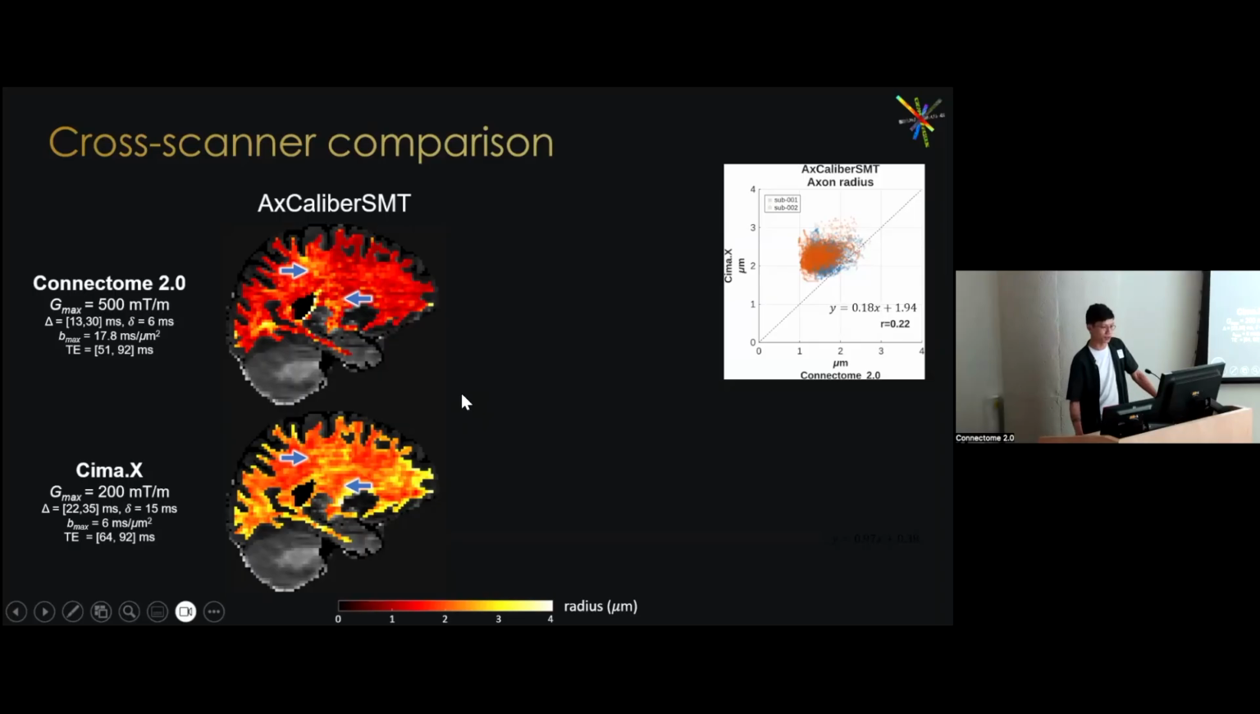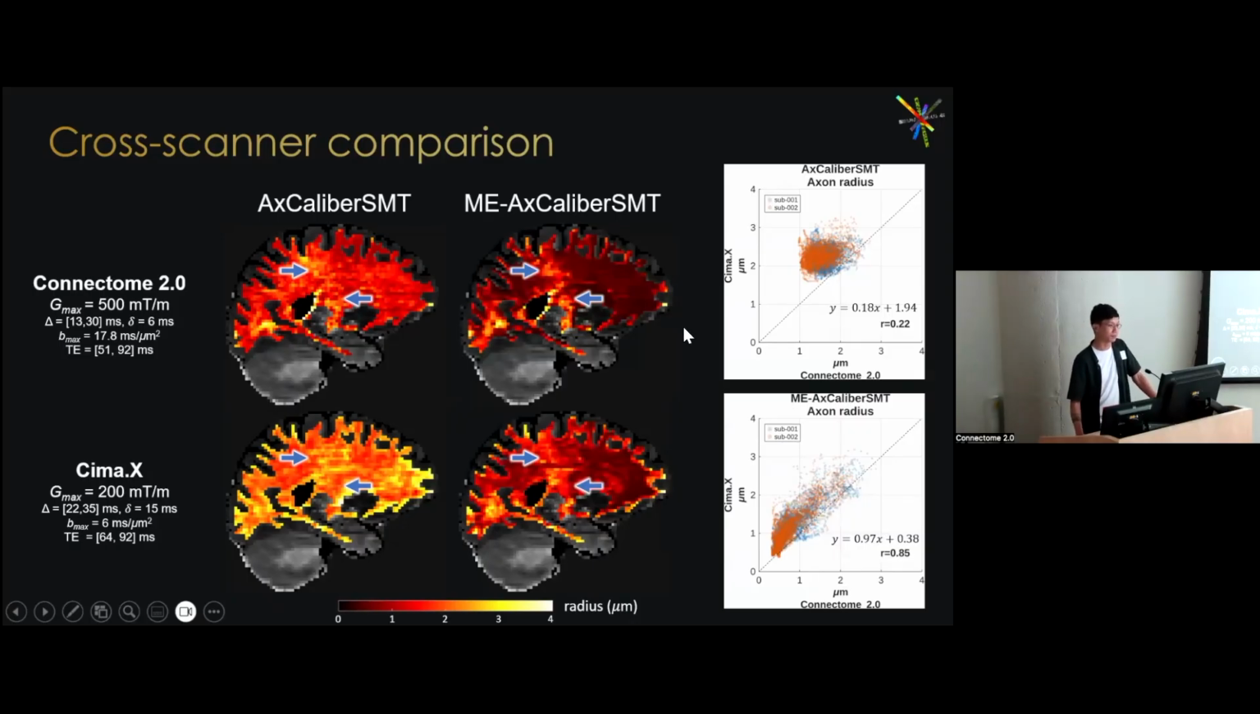And this is also supported by this scatter plot analysis between the Connectome 2 and the Sigma X, where the correlation between the 2 scans, even on the same subjects, is very low because of the resolution limits on the Sigma X. With the multi-echo Excalibur SMT result, we can see that both scanners can capture the corticospinal tract pretty well. And the correlations between the 2 scans are much improved in this case, because now we incorporate this T2 contrast in the diffusion model, which really provides improved sensitivity to measure the small axons.